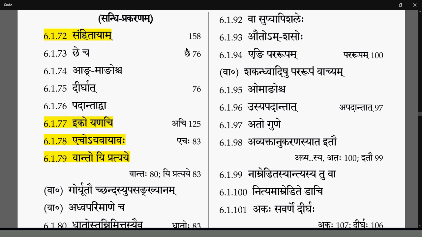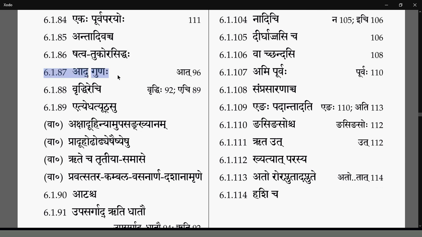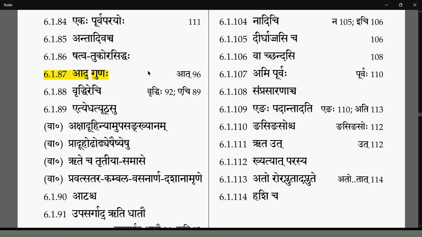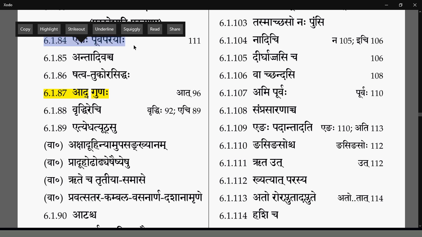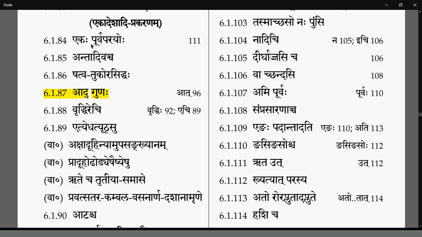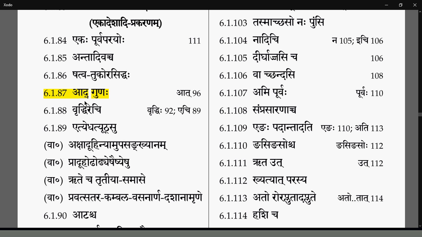samhita section itself, adhikara. This adhikara goes to 158, wherein the sutra that we are looking at right now, this ad gunaha also falls in there. Now ad gunaha has an anuvritti of samhitayam. It also has an anuvritti of ekaha purva parayoho, this sutra. This goes to 111. And 87 is well within that range. So here you have samhitayam vishaye ekah purva parayo ad gunah. After a and achi also, there is an anuvritti.